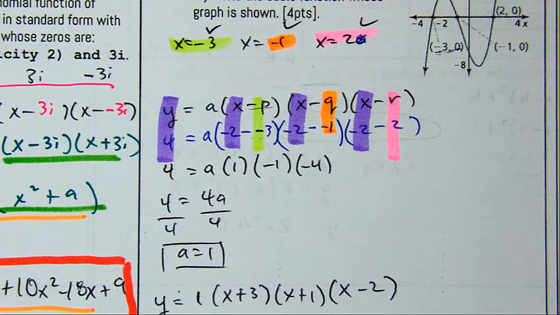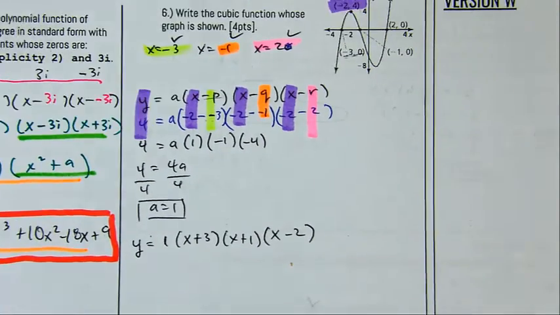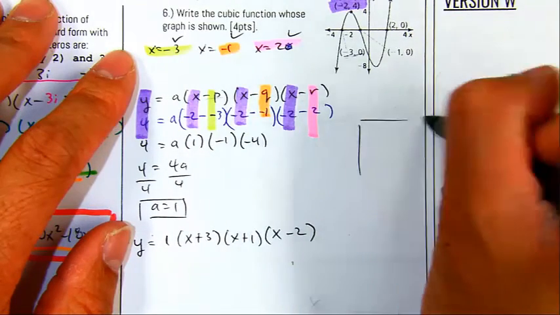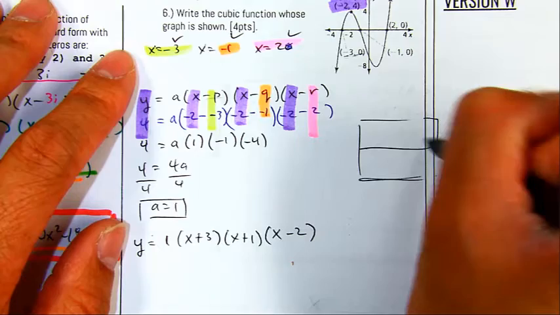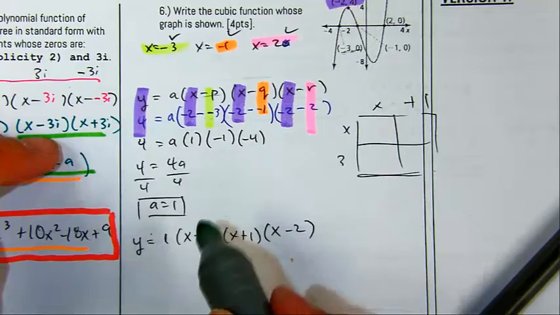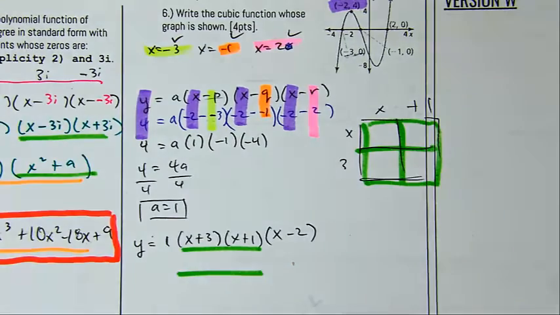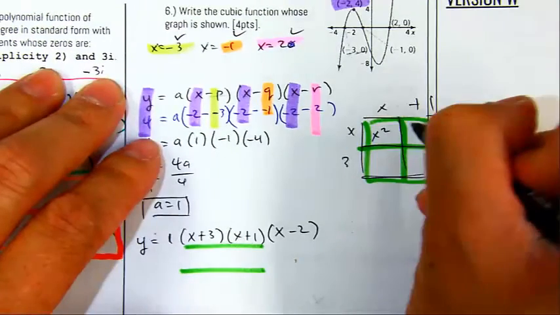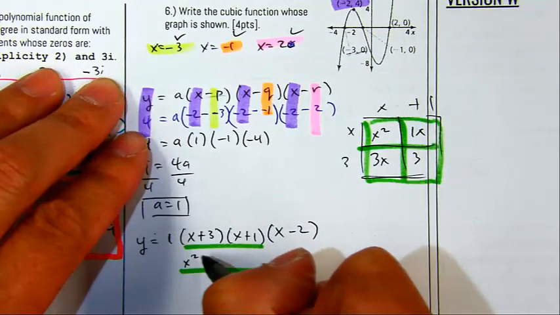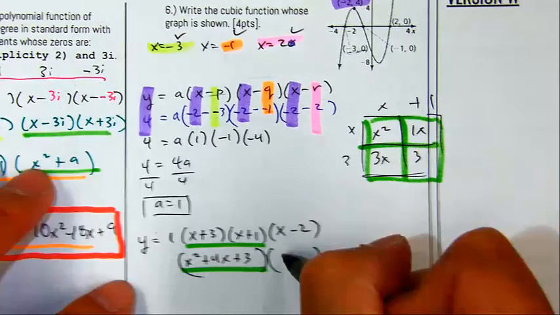Not so easily seen, so I didn't state if I should have it in standard form or factor and intercept form, so I'm just going to multiply those out. So x plus 3 and x plus 1. Let's multiply these first two, that's my answer, into this green one here. X squared, x, 3x, 3, and so that becomes x squared plus 4x plus 3, and then we're going to multiply that by x minus 2.